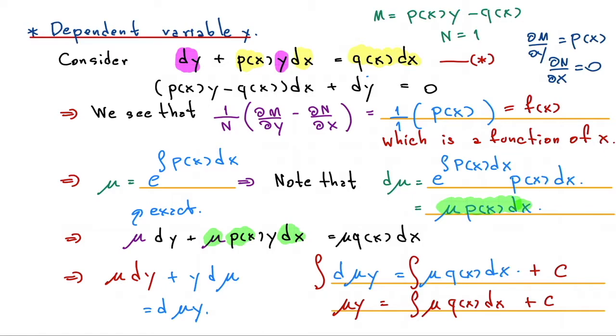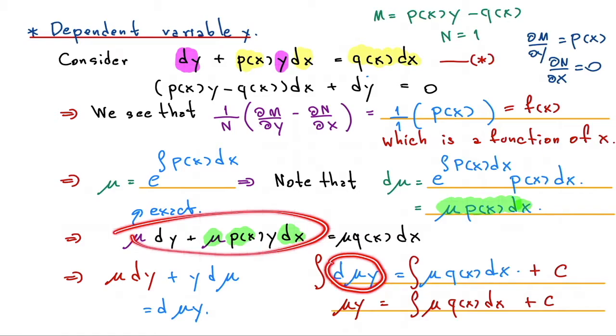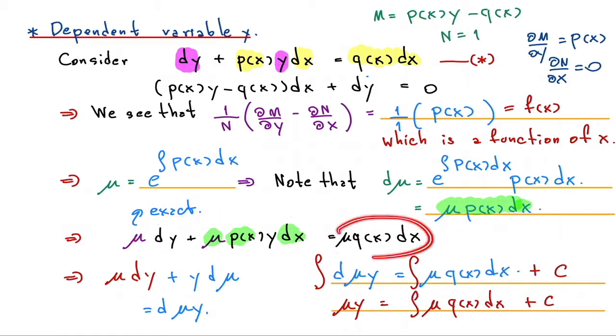So we have that the left hand side is actually d(μy) equals μ q(x) dx, and then you integrate throughout the equality, and then you have the constant here. So the integral and the differentiation cancel out. So you have μy equals this guy, and once you can integrate this, it's all done.